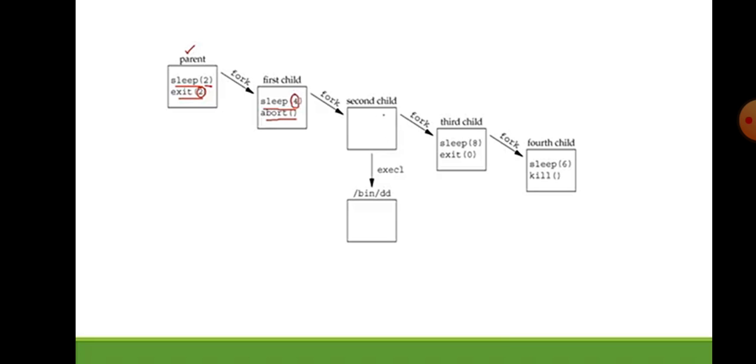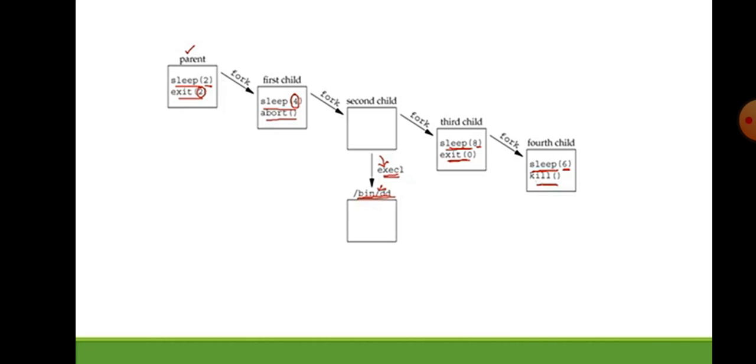And if you observe, the second child does not exit, but it will call the execl system call to this path that is specified, and it also forks another child process, which is again made to sleep for 8 units of time, and we have a normal exit. So this is exited normally, and again this will call a fork system call, where the last child is made to sleep for 6 units of time, and it is terminated using the kill system call.